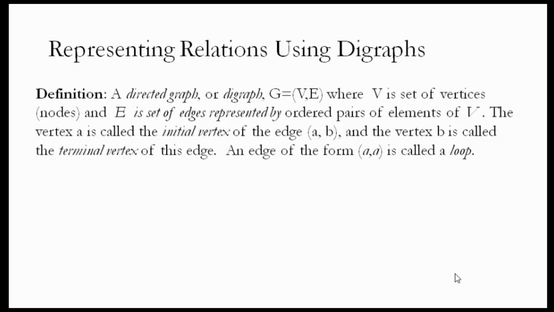A directed graph, or digraph, G is equal to (V, E), where V is the set of vertices and E is the set of edges, represented by ordered pairs of elements of V. The vertex A is called the initial vertex of the edge (A, B), and the vertex B is called the terminal vertex of the edge. So A is said to be the starting vertex and B is the ending vertex. If you represent it in the form (A, A), that means there is a self loop on that vertex.